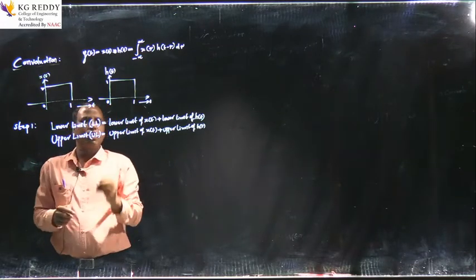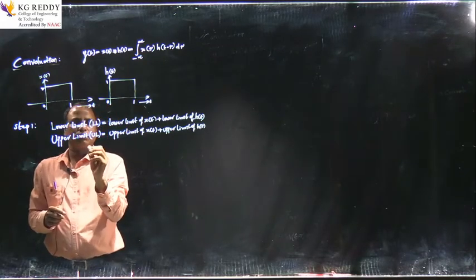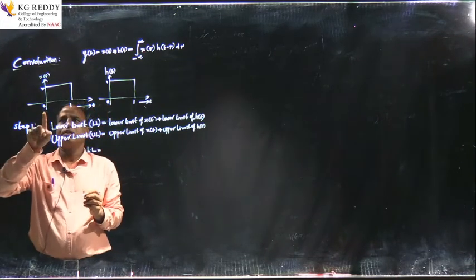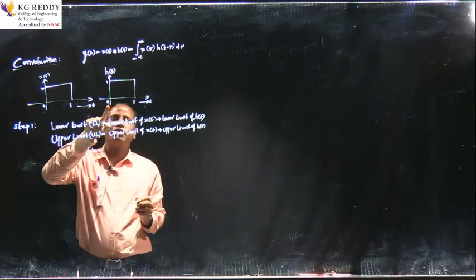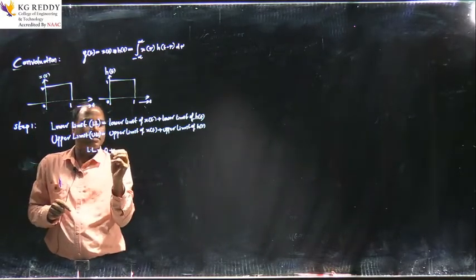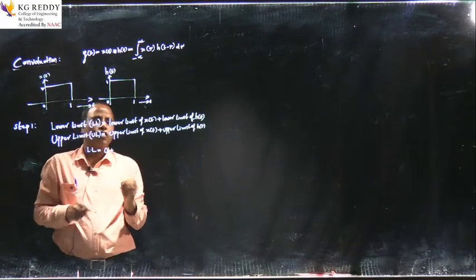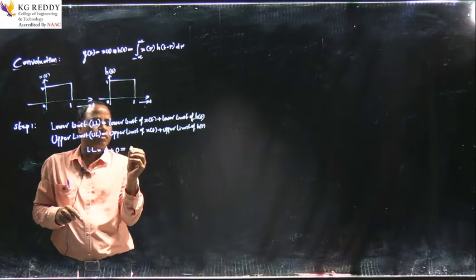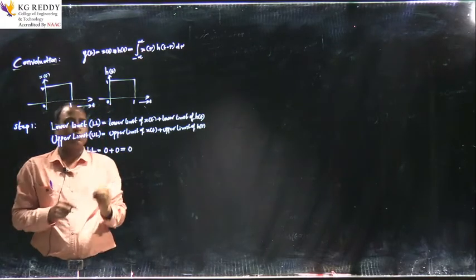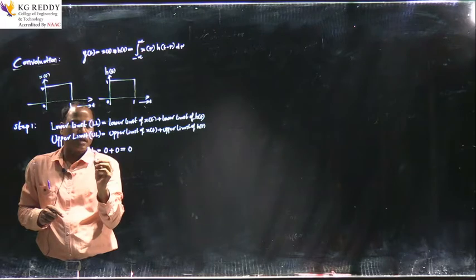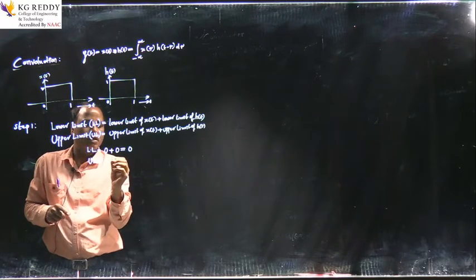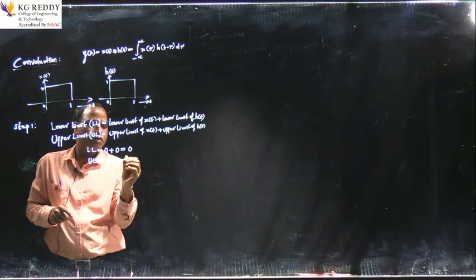Now, what is the lower limit in this particular example? This is the lower limit and this is an upper limit, and this is a lower limit and this is an upper limit. So the lower limit of x of t is 0 plus the lower limit of h of t is 0. So 0 plus 0 will become 0. So convolution starts at 0. The upper limit of the first signal is 1 and the upper limit of the second signal is also 1.